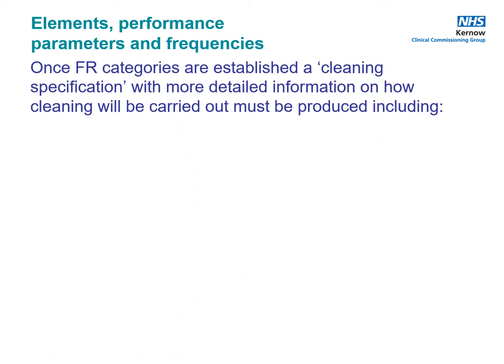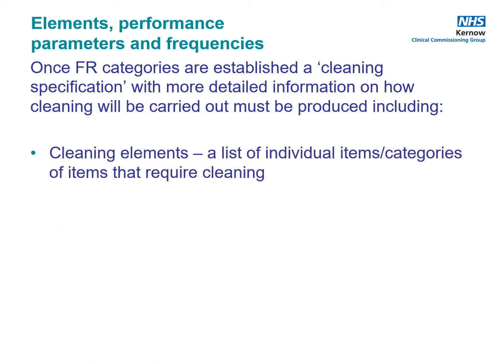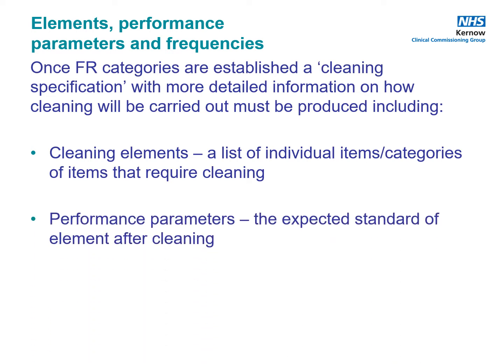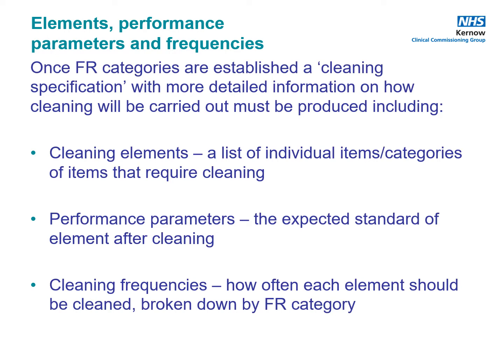So once the functional risk categories have been established, a cleaning specification with more detailed information on how cleaning will be carried out will be produced. And this will include cleaning elements, which basically means a list of individual items or categories of items that require cleaning. So for example, a patient couch. Performance parameters, so that would be the expected standard of cleaning of each element, so each item after it has been cleaned. And cleaning frequencies, so how often each element should be cleaned, and that will be broken down by what functional risk category area the item is within.